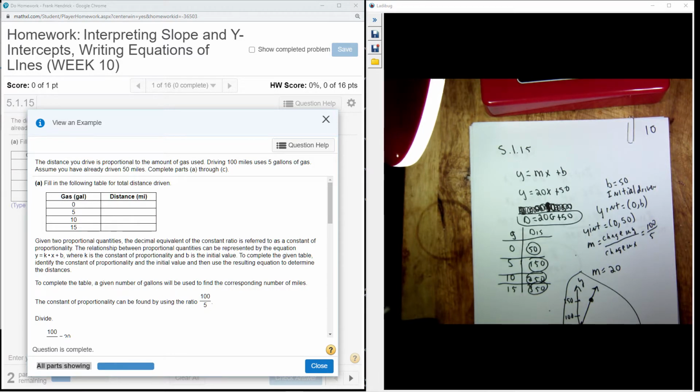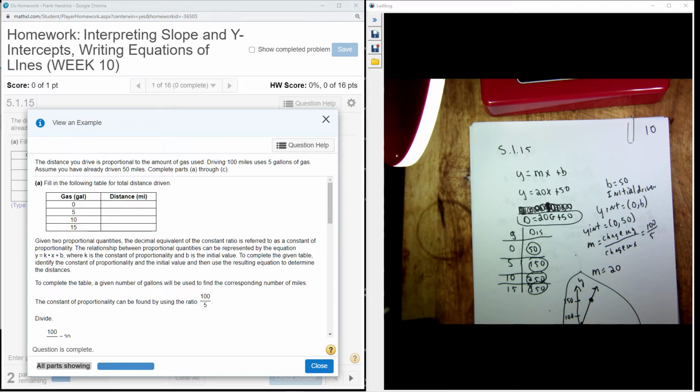Okay, now for this one here. The distance you drive is proportional to the amount of gas used. Driving 100 miles uses 5 gallons of gas. Assume you've already driven 50 miles. Complete parts A through C.